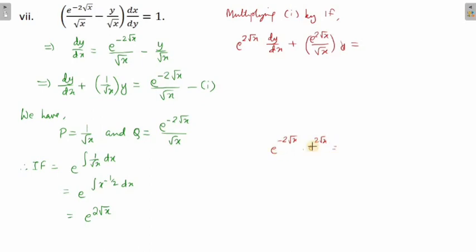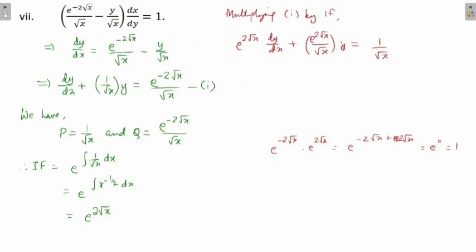So when you multiply these two, it becomes e to the power minus 2 root x plus 2 root x, right? You have to add the powers when you multiply, isn't it? So how much is this? E to the power 0, which is 1. So basically when you multiply this with this, the numerator becomes 1 and in the denominator you have just root x. So when you multiply with e to the power 2 root x, this becomes 1 by root x.